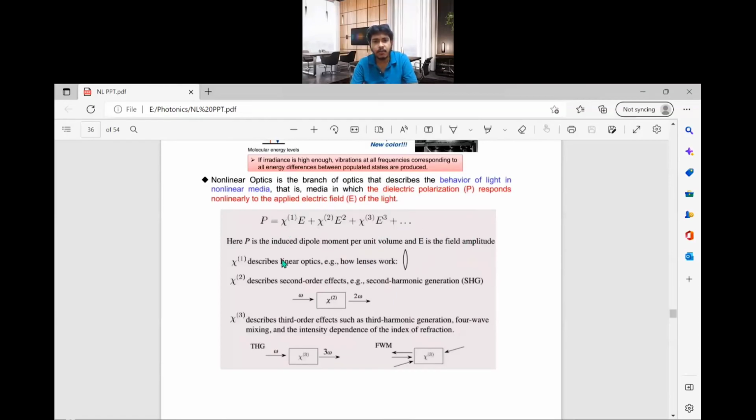So chi1 is the linear relationship. If the light intensity is low, these higher order terms will be neglected.